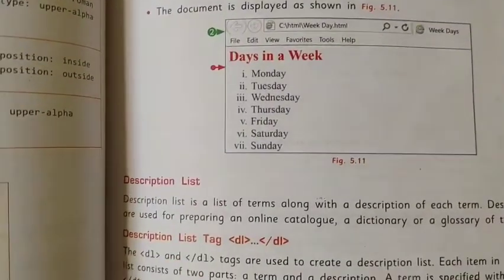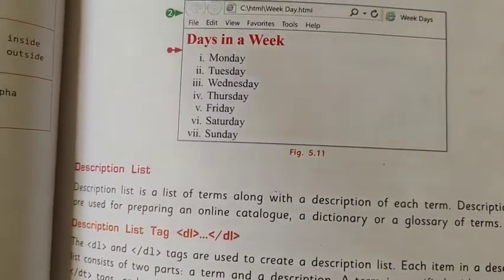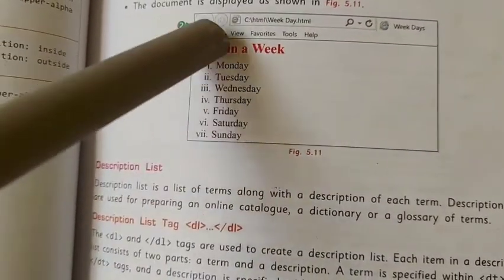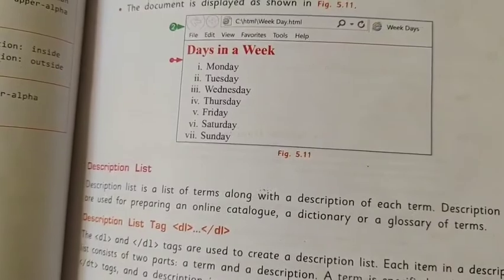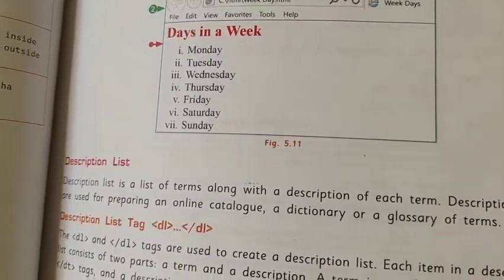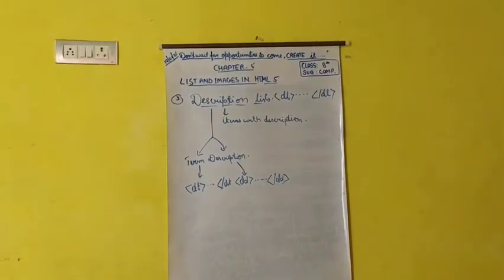Then if you want to open it in Internet Explorer, it will show you like this. See, days in a week, Monday, Tuesday, Wednesday, Thursday, Friday, like that. Clear? So this is the second type, that is ordered list.